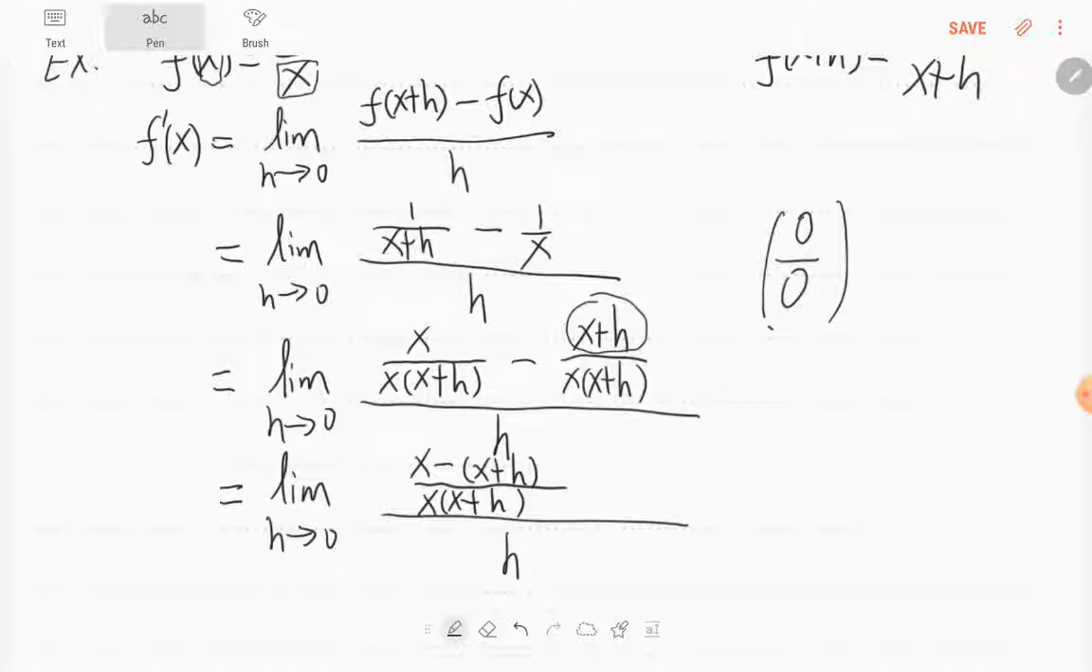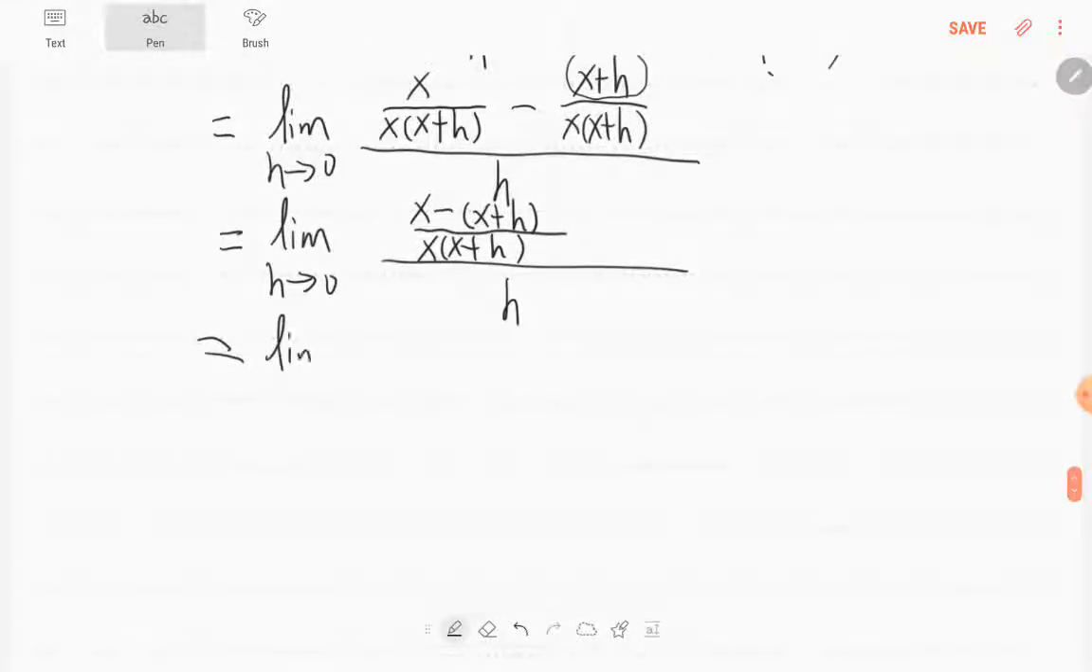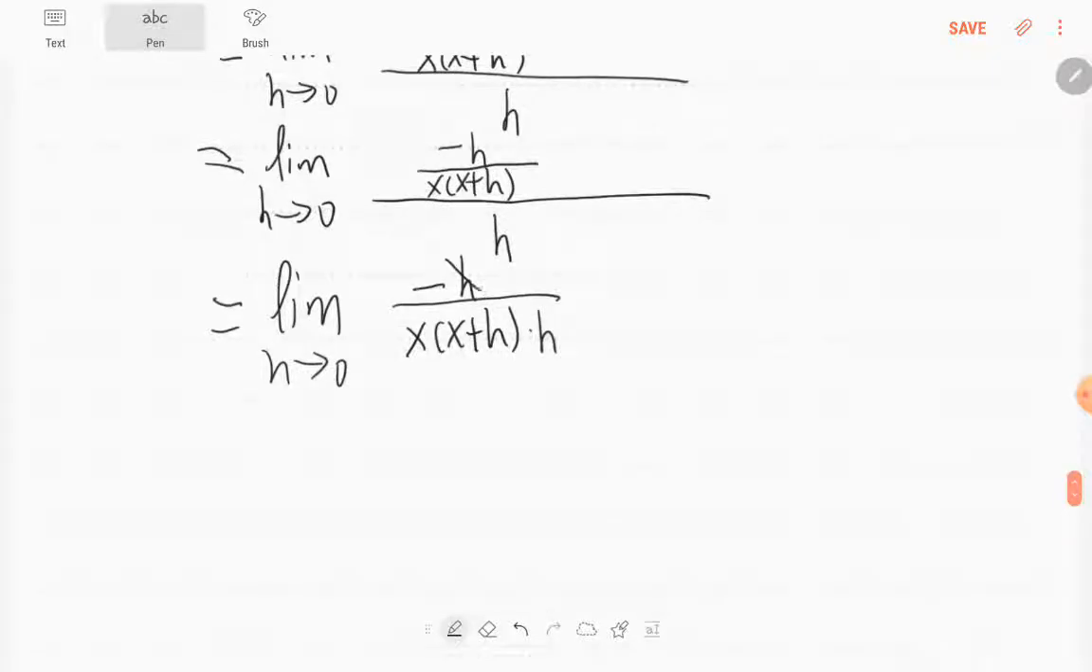Then you will have the limit as h approaches 0 of negative h over x times x plus h, all over h. So we simplify a little bit. You divide by h, which means multiplying h on the denominator. So h and h cancel out, it becomes 1. So you will have the limit as h approaches 0 of negative 1 over x times x plus h.